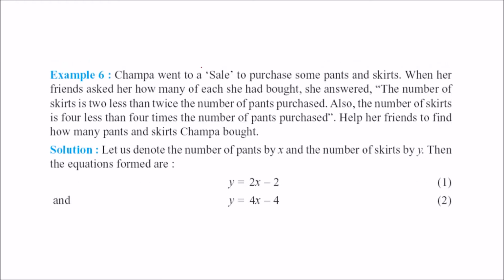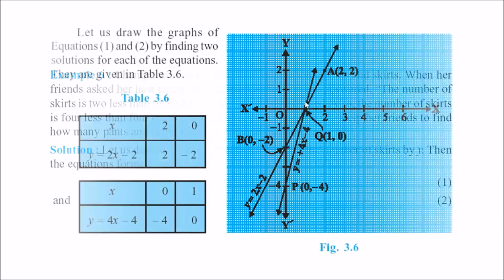How about one more example, of Champa? Champa went to a sale to purchase some pants and skirts, x and y. When her friend asked her how many of each she had bought, she answered, the number of skirts is 2 less than twice the number of pants purchased. So 2x minus 2, that is 2 less than 2x, is y, the skirts. Also the number of skirts is 4 less than 4 times the number of pants purchased. So 4 times the pants purchased, less 4, is the skirts. So these are the two equations Champa posed in front of her friend. How to solve this? These are two equations, let us make it.